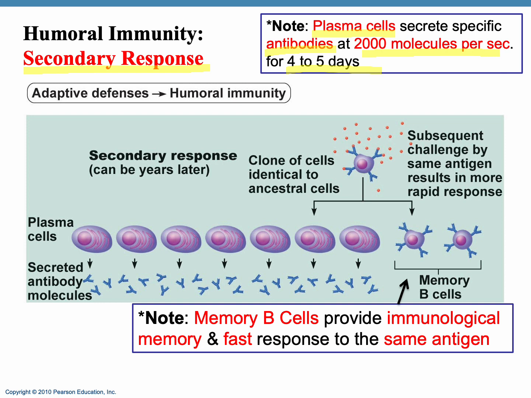So we can see that here for that secondary response, you would also get this if you were vaccinated to like chickenpox and were exposed to somebody like that. You wouldn't have it nearly as severe. So we can see all these plasma cells being formed here and all these antibody molecules being produced here. And ultimately, these memory B cells provide that overall immunological memory and a fast response to that same antigen, like chickenpox, for example, or even polio.